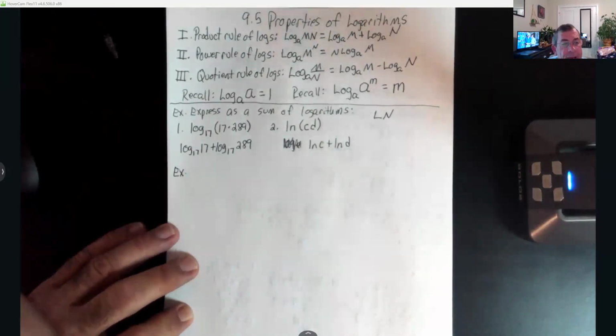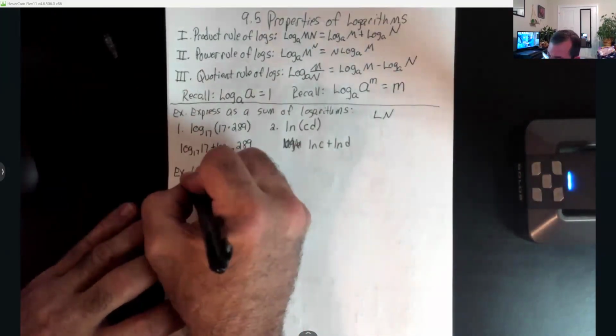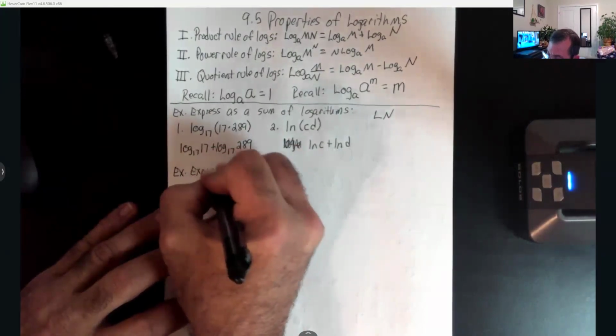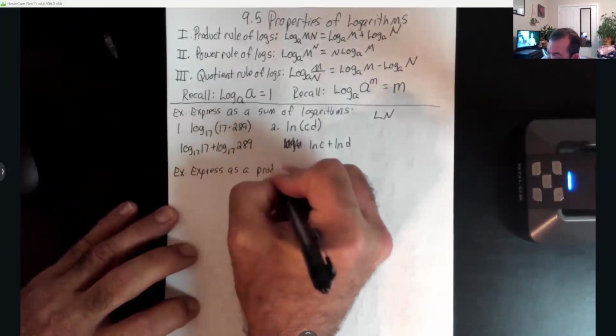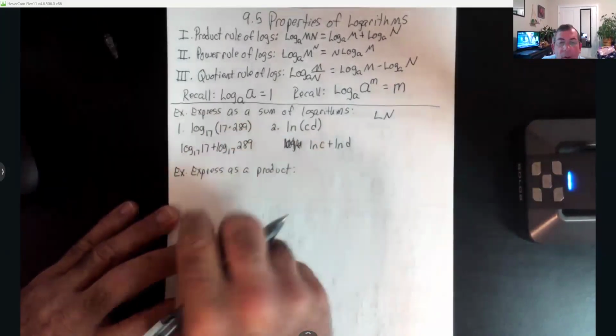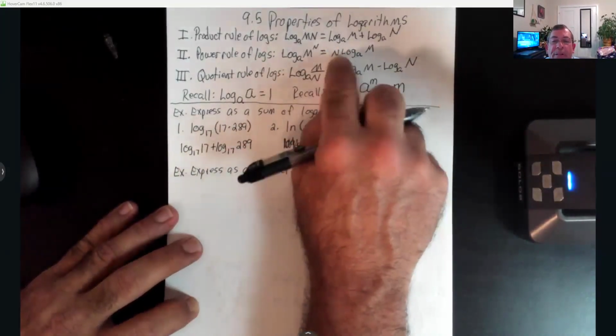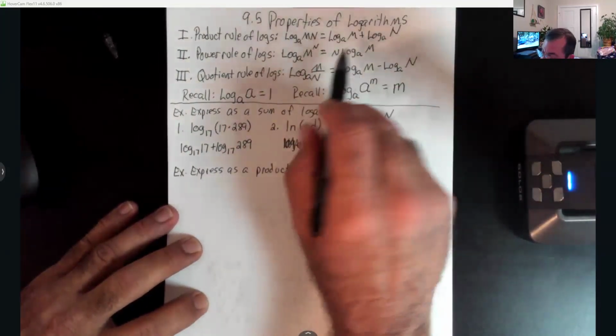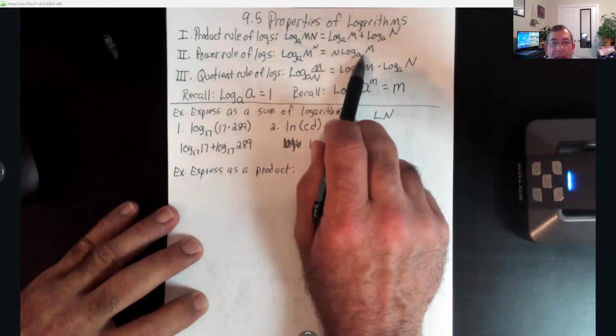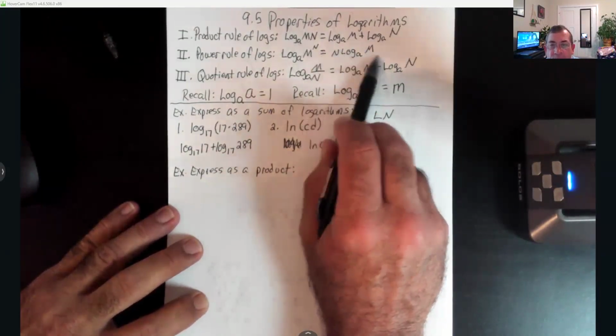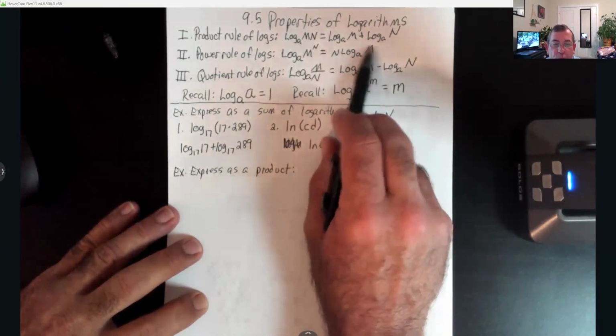All right, so the next two exercises say express as a product. Well, the only one where we express stuff as a product was our power rule, where we took the exponent and multiplied by the log. This is what they're talking about as express it as a product, okay?